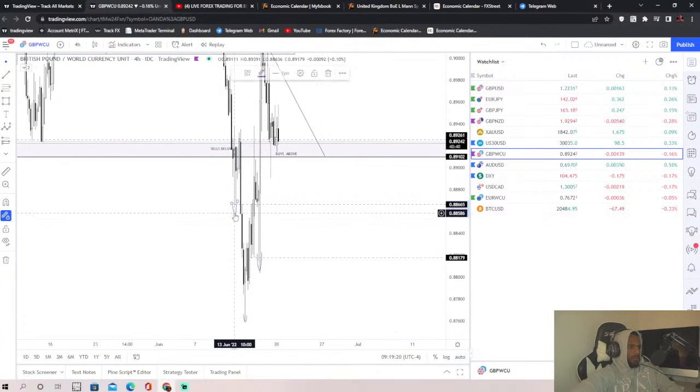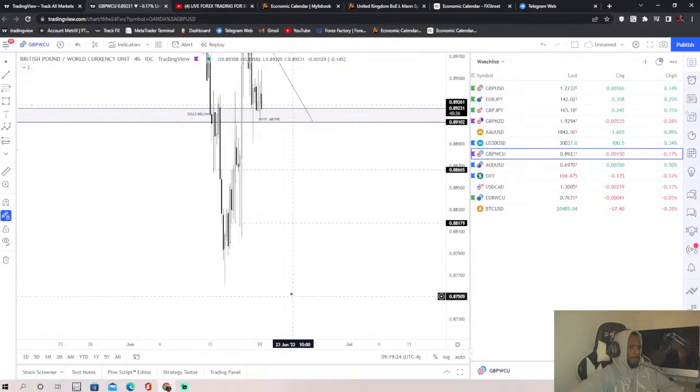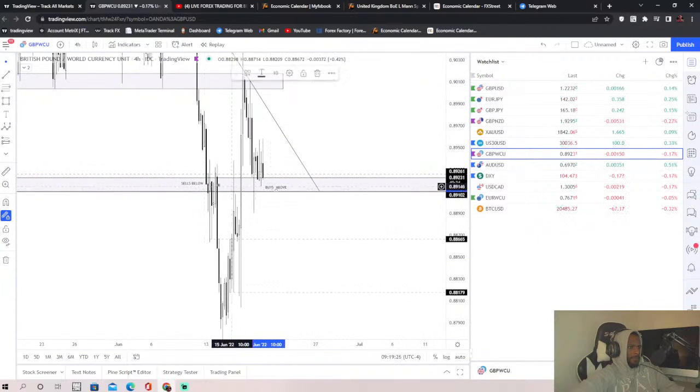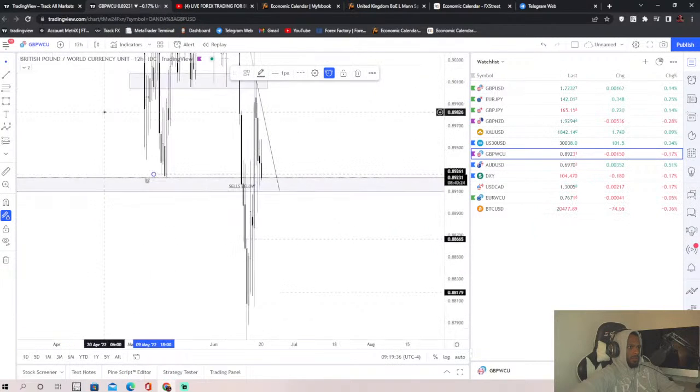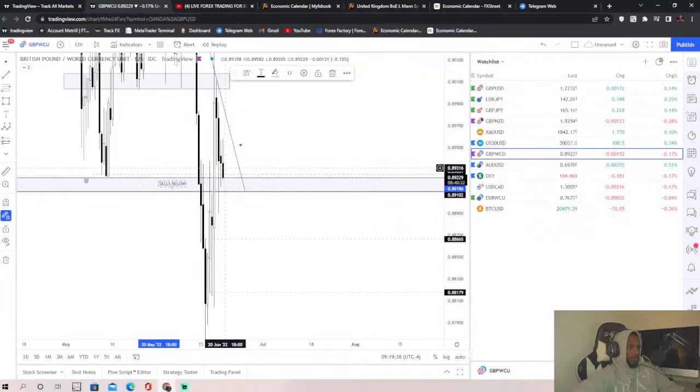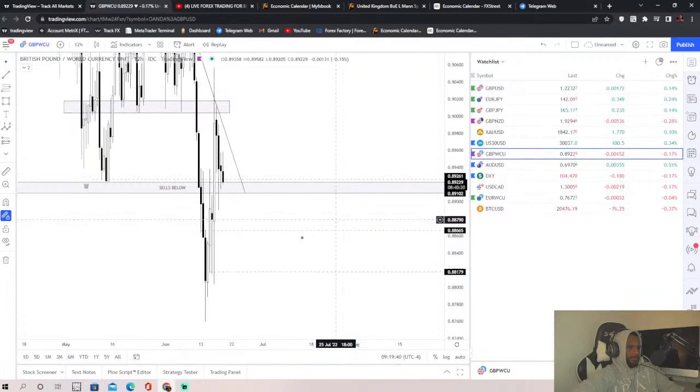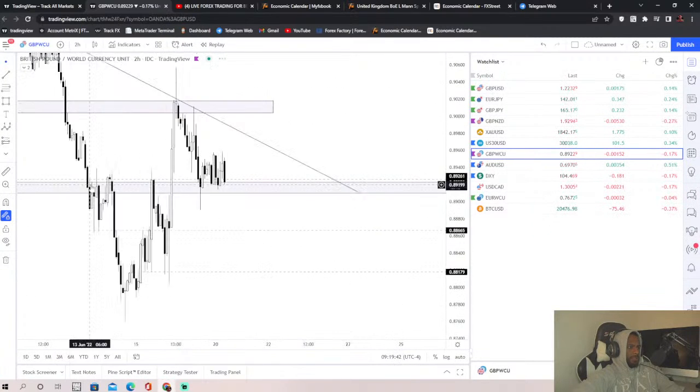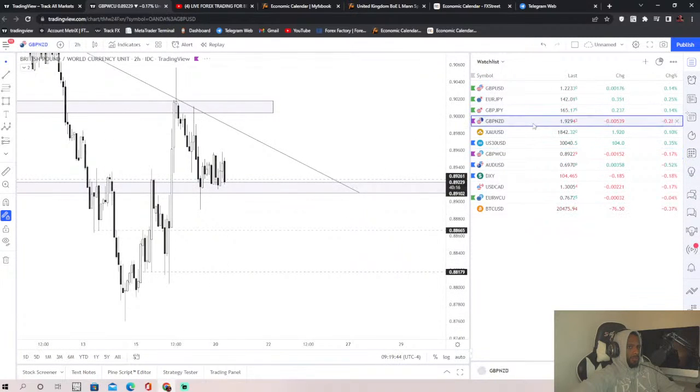It's calling my name. Sells below. Let's make this a little larger. Yeah, sells below. What are we looking for here? Still bearish. Huge bearish.